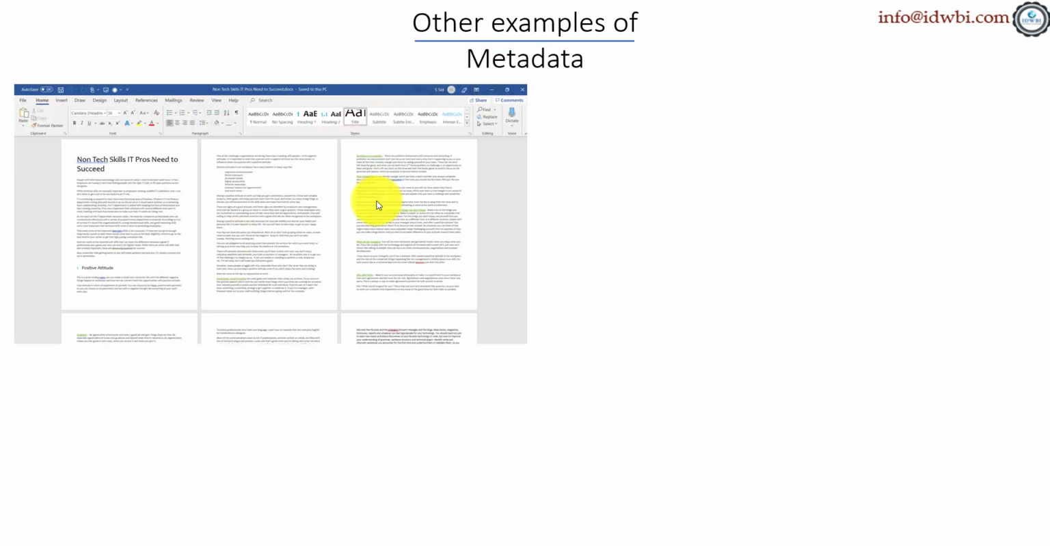Let's take another look at a Word document. This is a Word document. Well, it's more of an ebook which I'm writing on non-tech skills which IT professionals need to succeed. What do you do with a Word document? You just go to your Windows, open a Word document, write it, save it. At the max, probably save as, give another name, save it in a PDF version.